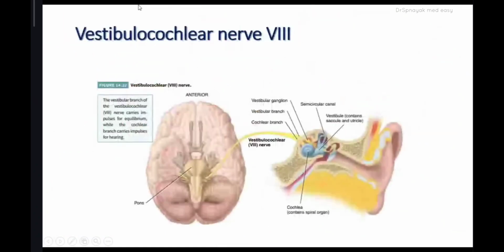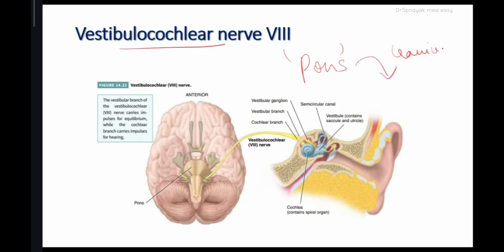Okay, so now let's go to our next cranial nerve, the eighth cranial nerve, called the vestibulocochlear nerve. We'll go fast from now. See, this vestibulocochlear nerve is very easy. It is originating from the brain. And here we have some important part. It is coming out of the cranium, and after coming out, this vestibulocochlear nerve will divide into two main branches. The first branch is called the vestibular nerve, and the second branch is called the cochlear nerve.